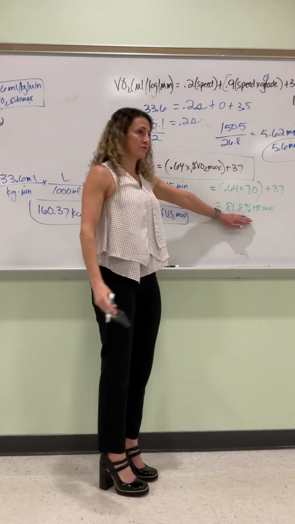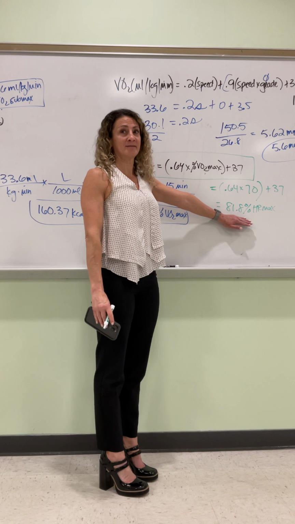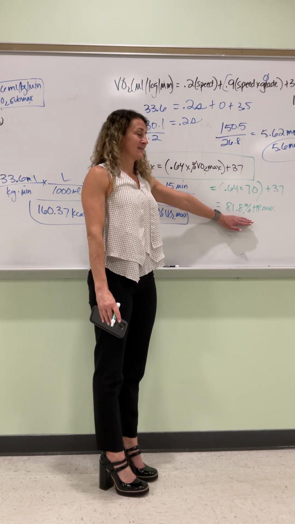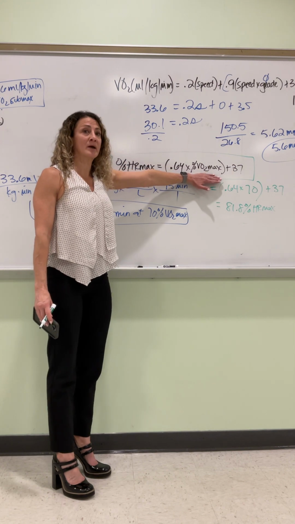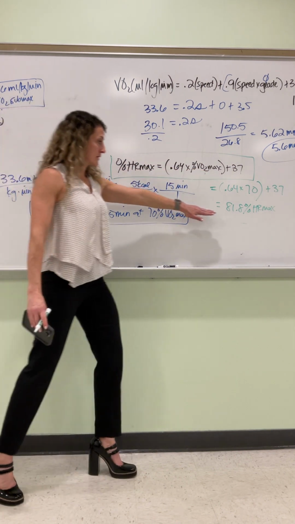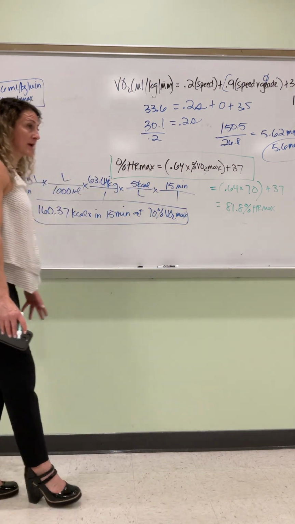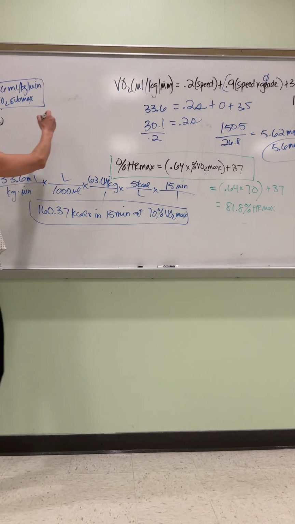Common error is to just put that as the heart rate, slap a beats per minute on it and be done. That doesn't make any sense. We're trying to figure out if you're at 70% VO2 max, what percent of your heart rate max are you at? So we expect her to be at about 82% of her heart rate max. We need to figure out her heart rate max. How do we do that?